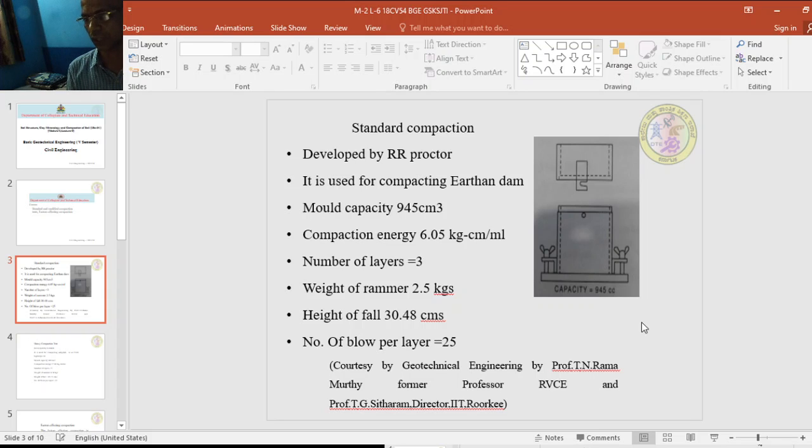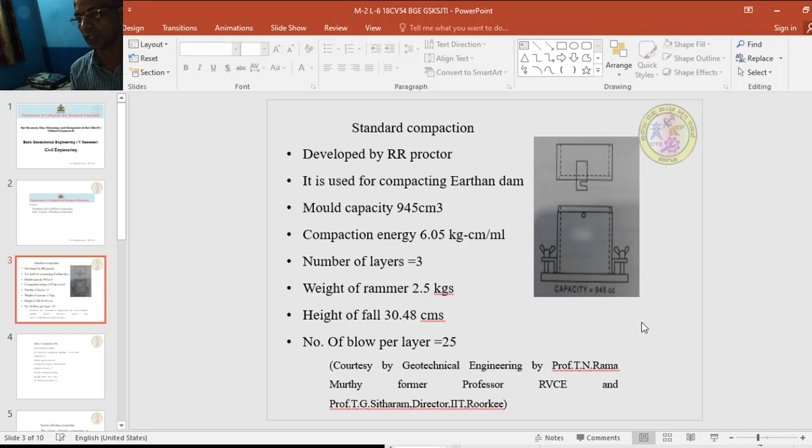Comparing heavy compaction and light compaction, the mold used is one and the same. Compaction energy in light compaction is 605 kg centimeter per centimeter cube, whereas in heavy compaction it is 2700 kg centimeter per centimeter cube, because even though the mold capacity is the same, if the number of layers in light compaction is 3, in heavy compaction it is 5.